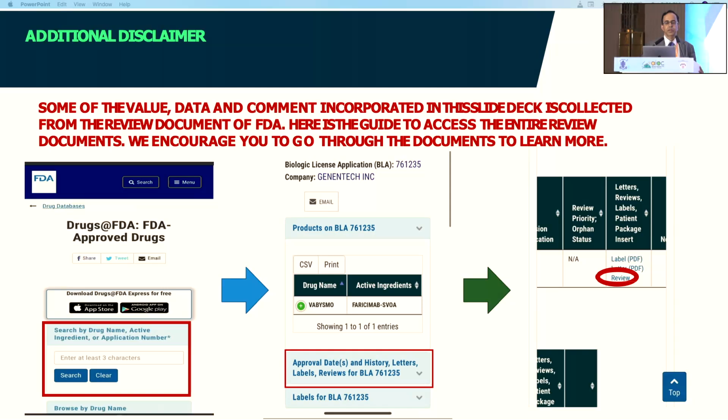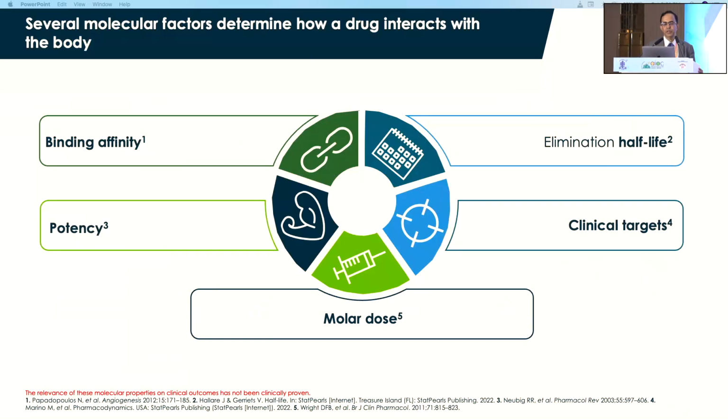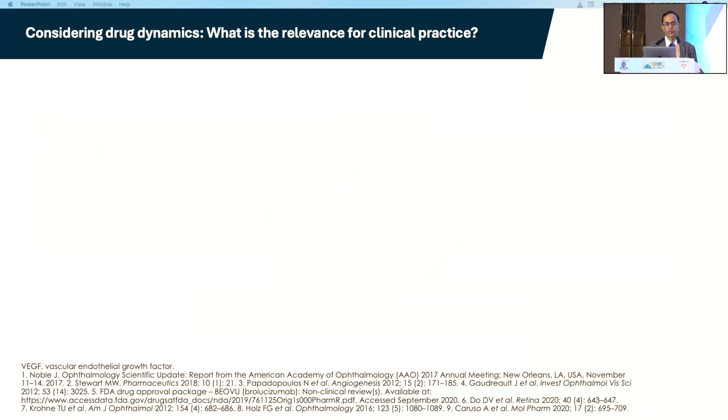Good afternoon. I'll be talking about beyond inhibition, exploring the unique molecular properties of anti-VEGF agents. So this is a disclaimer. Several molecular factors determine how a drug interacts with the body: the binding affinity, the elimination half-life, the potency, the clinical targets, and the molar dose.